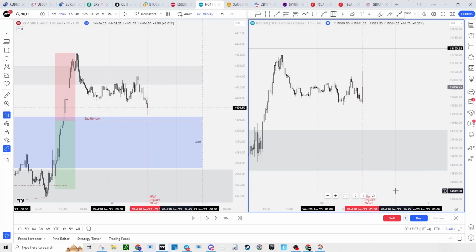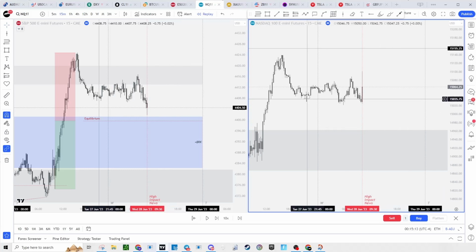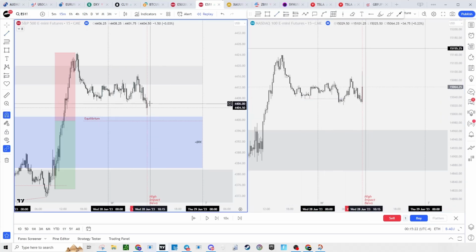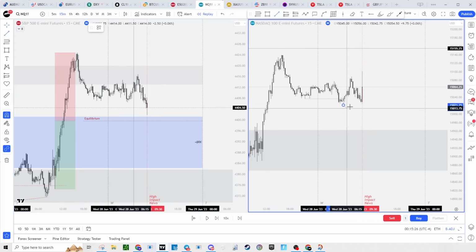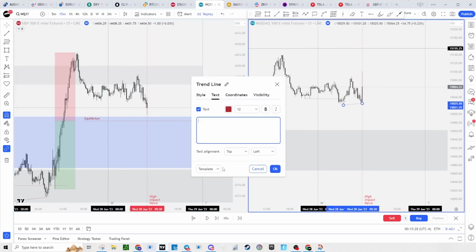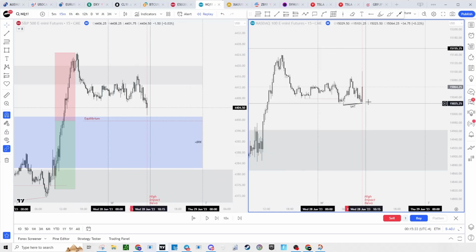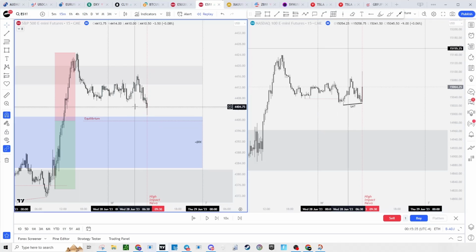This was also when Jerome Powell was going up to speak. The first thing that I notice is that we take out Asia's lows on NASDAQ here, but what is the difference between ES and NASDAQ? NASDAQ is showing strength, giving us SMT divergence, showing that this is our strength leader compared to ES.